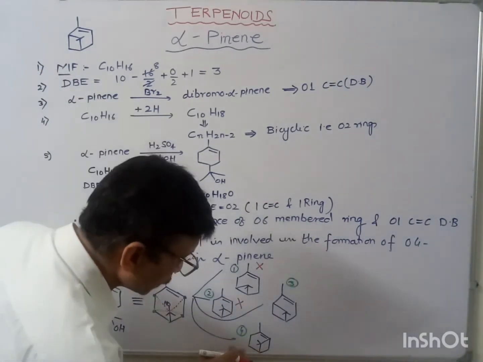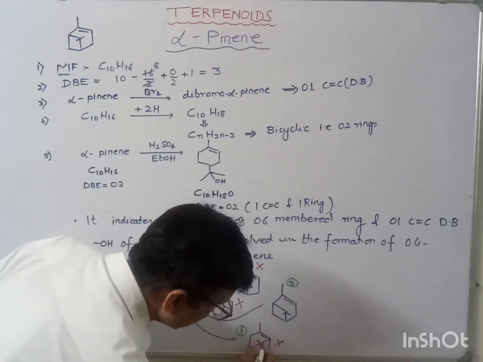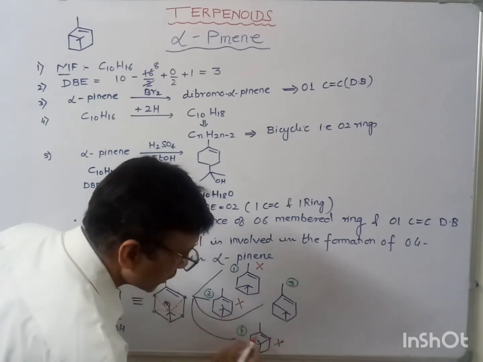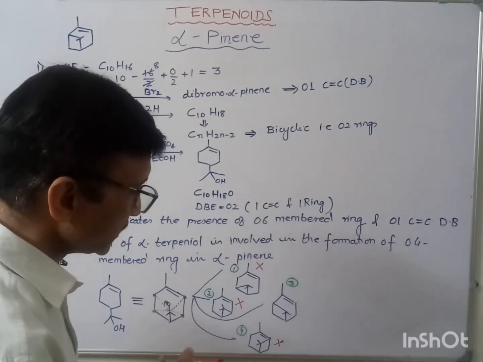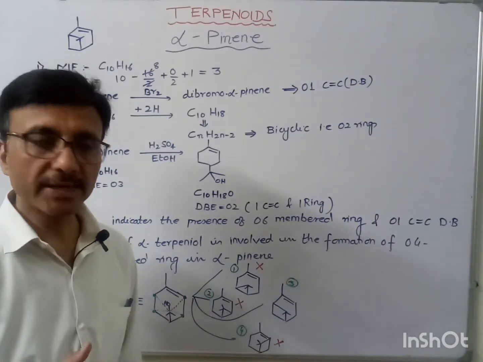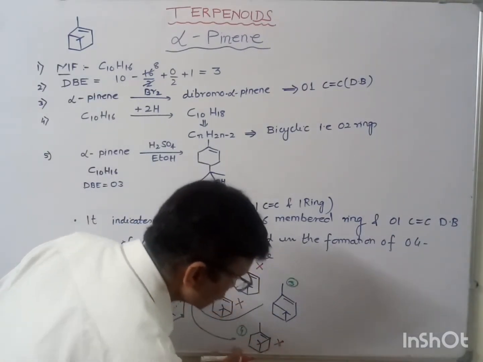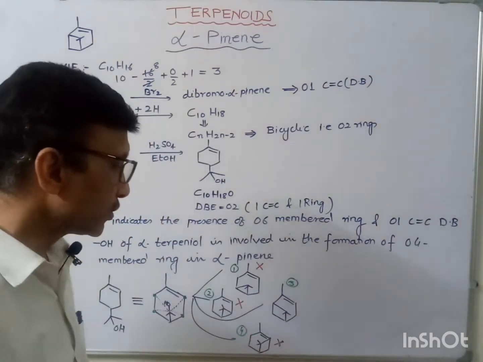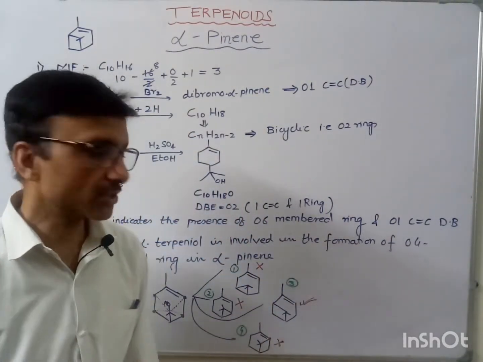The fourth one is also rejected because it forms a ring from the bridged carbon, and this bridged carbon contains a double bond. If a bridged carbon contains a double bond, then that is unstable. This is unstable due to Bredt's rule, as the bridged carbon should not contain the double bond. It means only this one is the correct proposed structure.